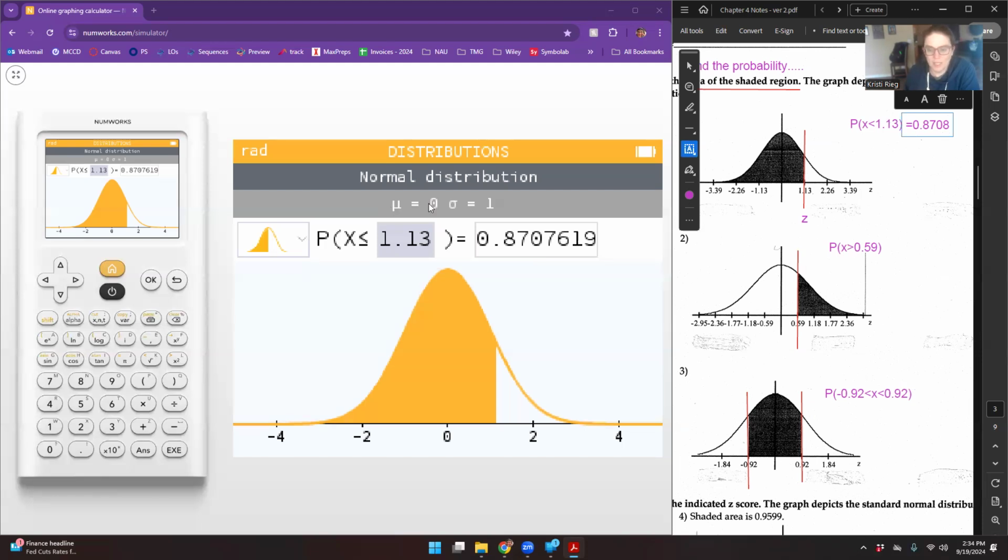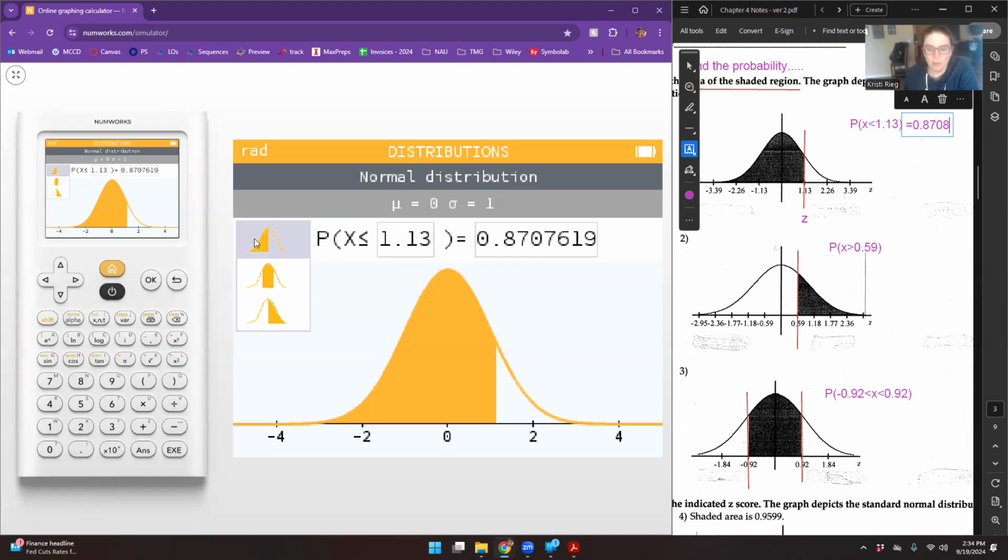Now, mu is 0, sigma is 1 on this whole page. So I don't need to go back and change that for this page. I'm going to go to number 2, which is greater than. So I need to change this symbol. We need to change this picture right here. So I highlighted the picture by hitting over, and then when I hit OK, I'm given choices.